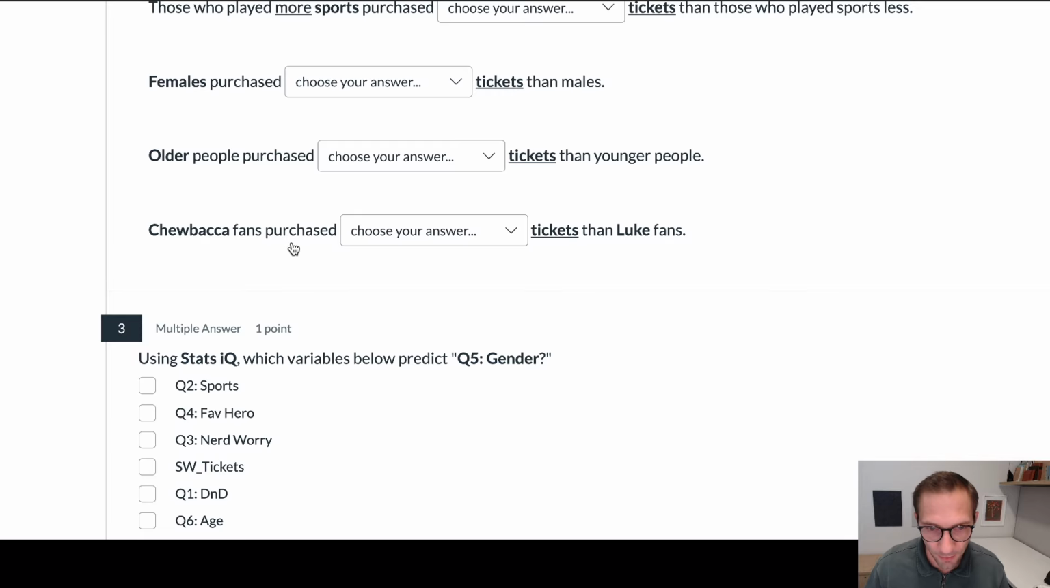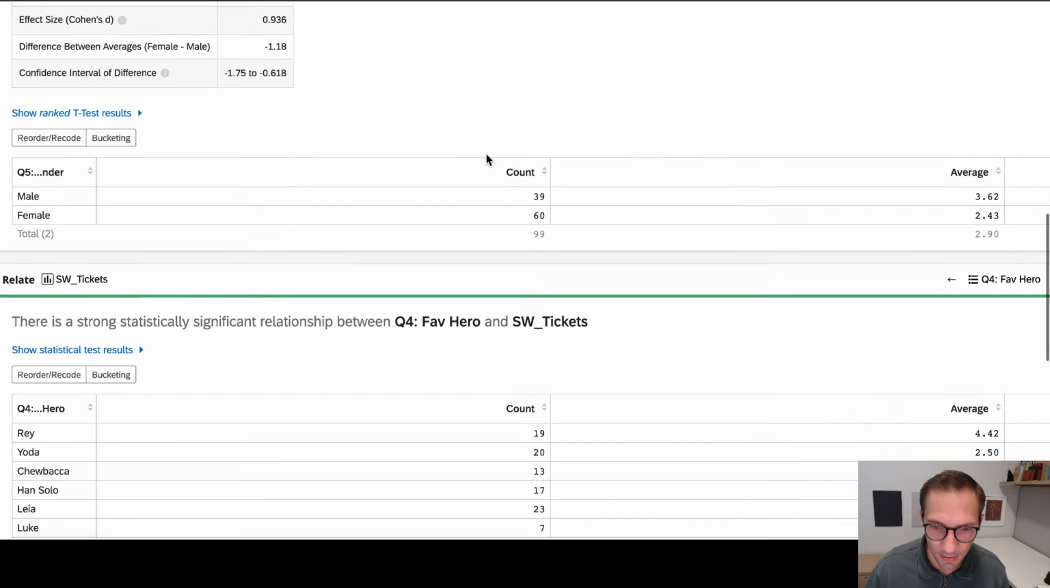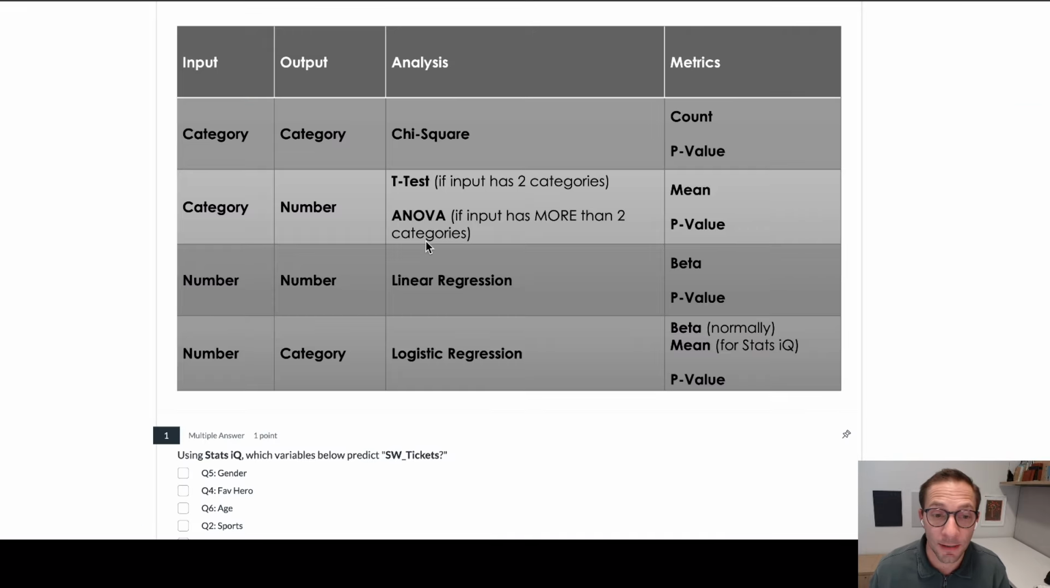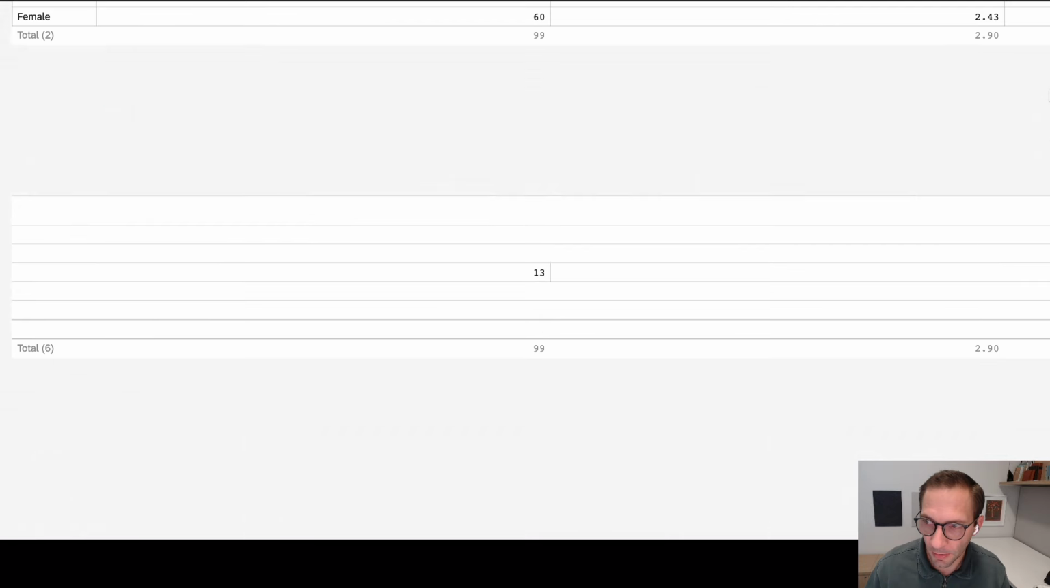Okay, now we got Chewbacca fans purchase blank tickets than Luke fans. So this tells me we're dealing with a favorite hero. In this case, since our input is a category and our output is a number, but we have more than two categories, right? There's multiple fan bases. You got Rey, Leia, Han Solo, Chewbacca, Yoda. More than two there, and there's even more than those 5 that I listed. We know we're going to run an ANOVA. We're going to deal with averages. We're going to deal with a p-value, but also if we're doing ANOVAs, we're going to need to look at the pairwise comparison table.